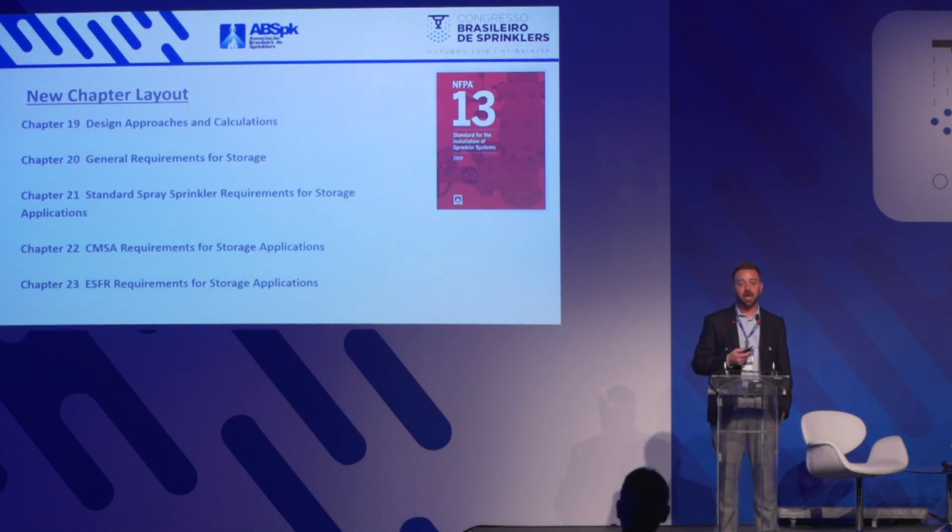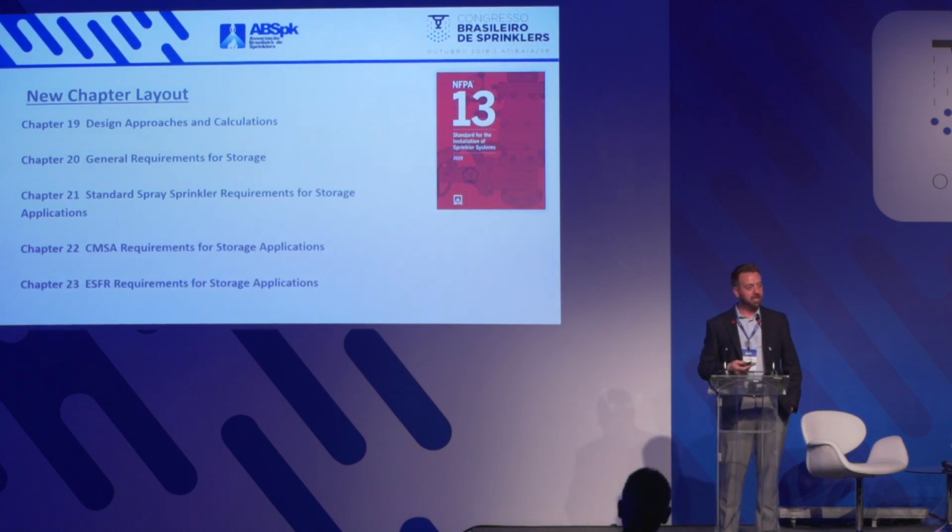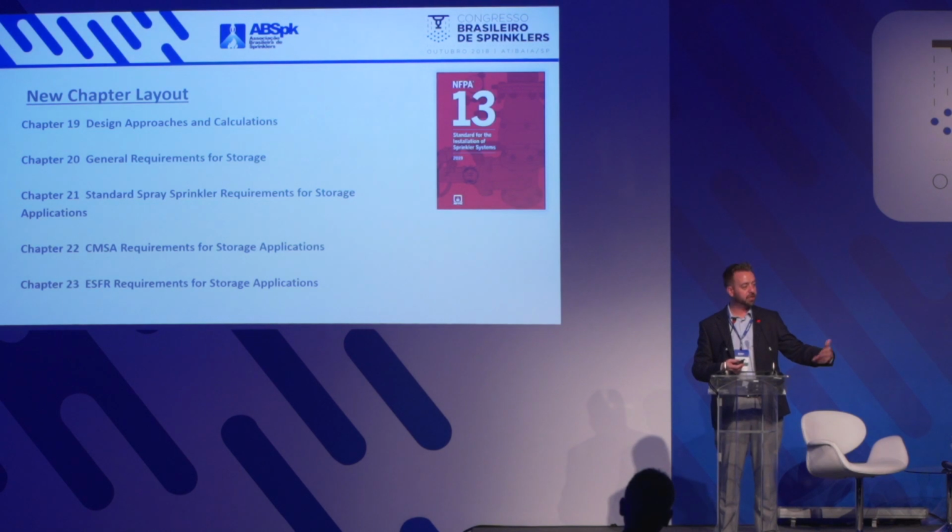Once we get into Chapter 19, now we're looking at design approaches and calculations. That was basically all in Chapter 11 before, but now it's condensed all into Chapter 19, so you won't have to go through and find certain different requirements, such as velocities. Velocities were in a later chapter, and now they're all going to be in the same chapter with all that information. Chapter 20 is general requirements for storage, so that's basically been moved from Chapter 12 to 20 now, with some additional changes as well.